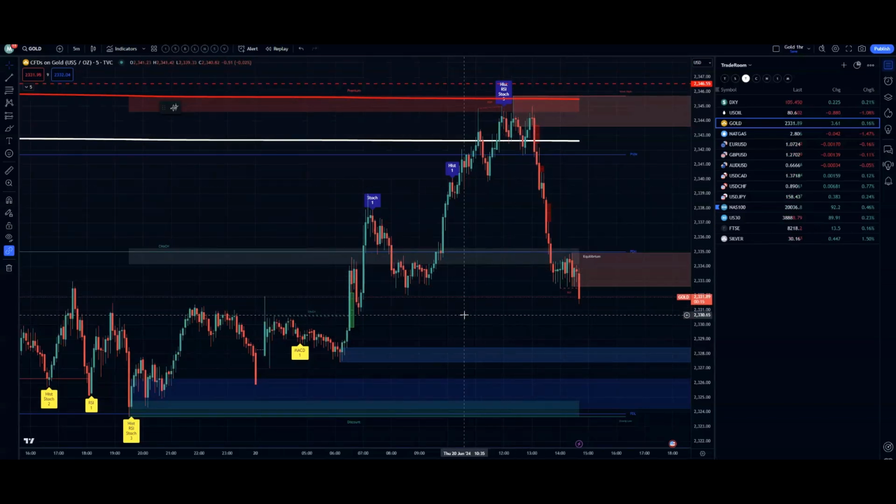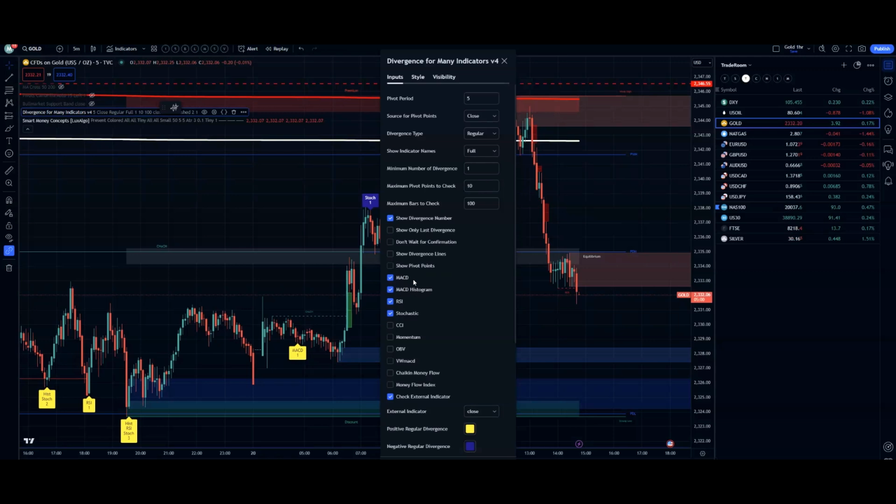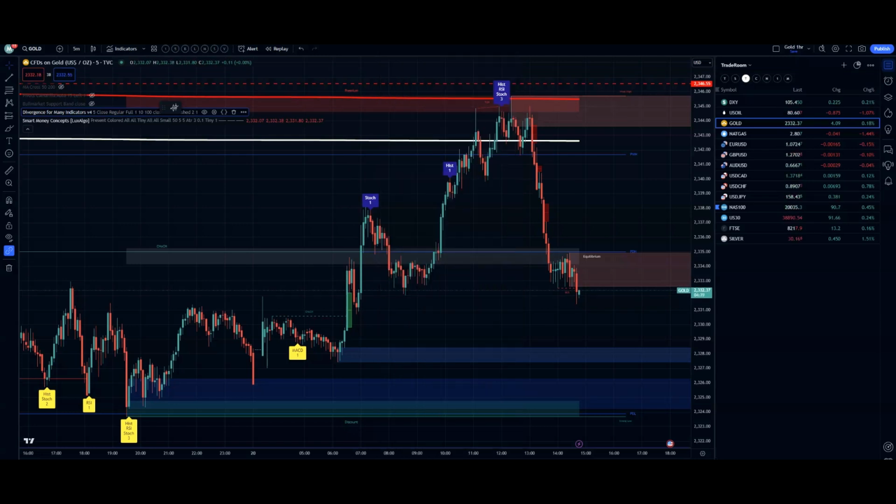So it is like this. We are only using the divergence and the SMC. The divergence is only these four: MACD, histogram, RSI, and stochastic, the key ones, and not other insignificant ones. We are showing all the last divergences so that we can go back. We are waiting for confirmation. We are not showing the light divergence lines, and all these we are unchecking for now to go back.